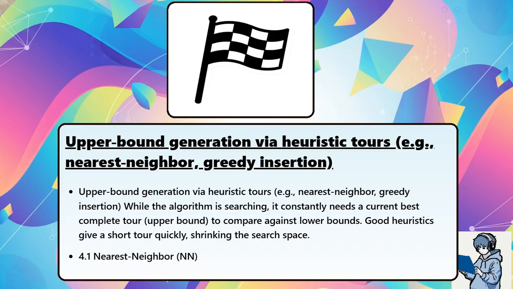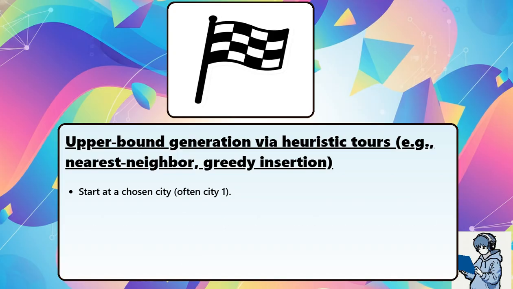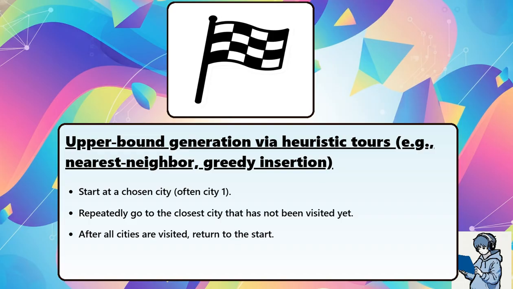4.1 Nearest neighbor and ends. Start at a chosen city, often city 1. Repeatedly go to the closest city that has not been visited yet. After all cities are visited, return to the start.